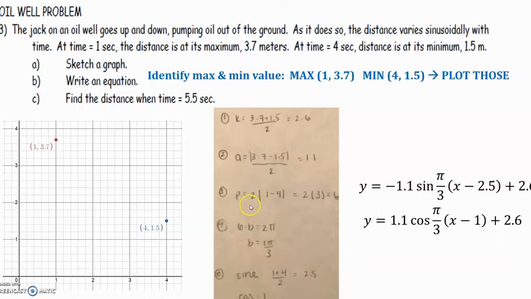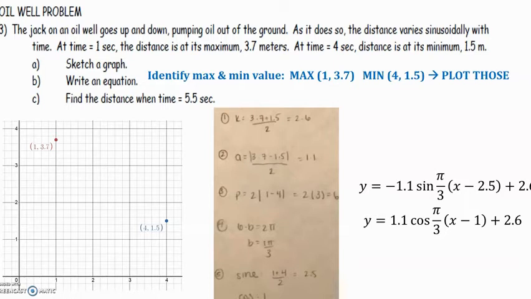My period is 2 times my max x value minus my min x value. So 1 minus 4 is -3, but the absolute value is 3. 3 times 2 is 6. Once I have my period, I can now plug that into the peanut butter equation and get my frequency. So 6 times b equals 2 pi.